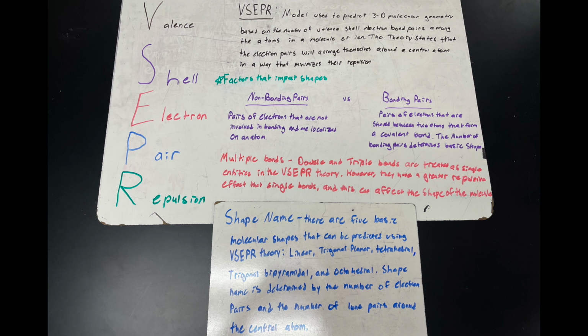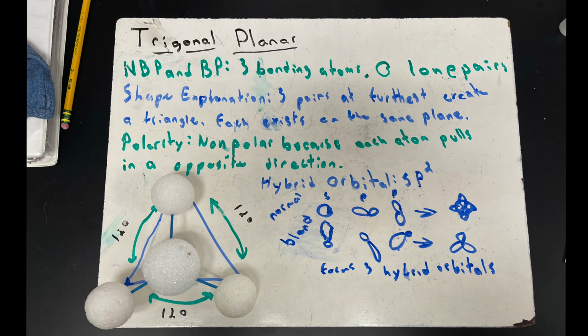There are 5 basic molecular shapes that can be predicted using VSEPR theory: linear, trigonal planar, tetrahedral, trigonal bipyramidal, and octahedral. Shape name is determined by the number of electron pairs and the number of lone pairs around the central atom.